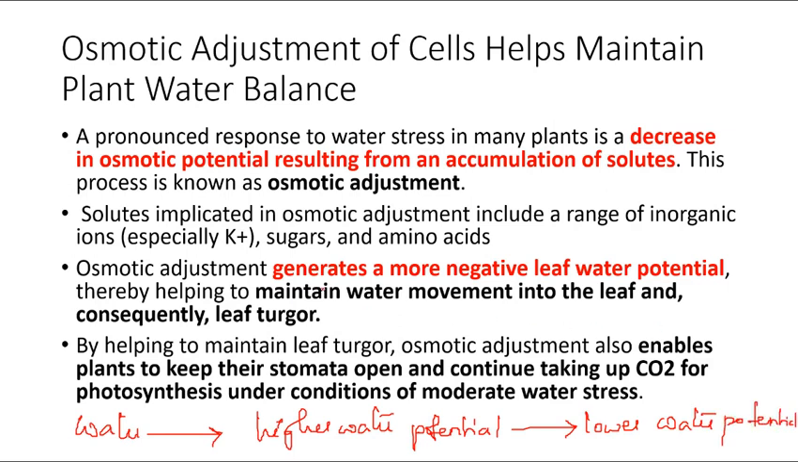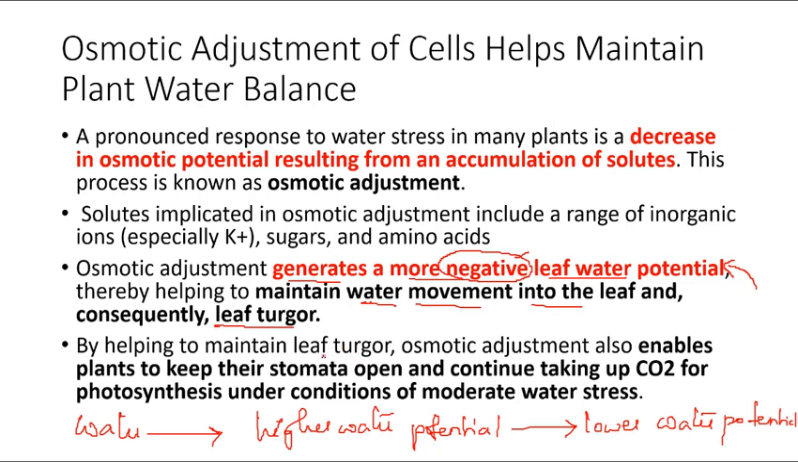So what we see is that when these solutes accumulate, they cause a negative water potential. When there is a negative water potential, it allows the water to come inside the plant. So if any region has negative water potential, then that means water will enter that region. So the solutes cause the leaf water potential to become negative, as a result of which the water is moved inside the leaf. It helps to maintain water movement into the leaf, and the leaf turgor is regained.